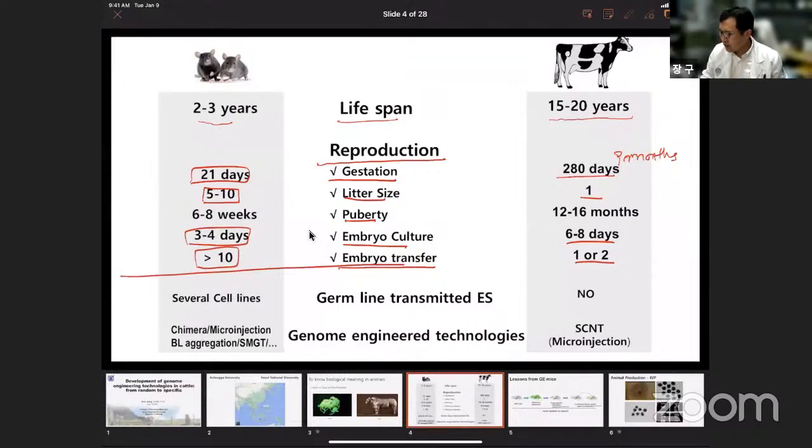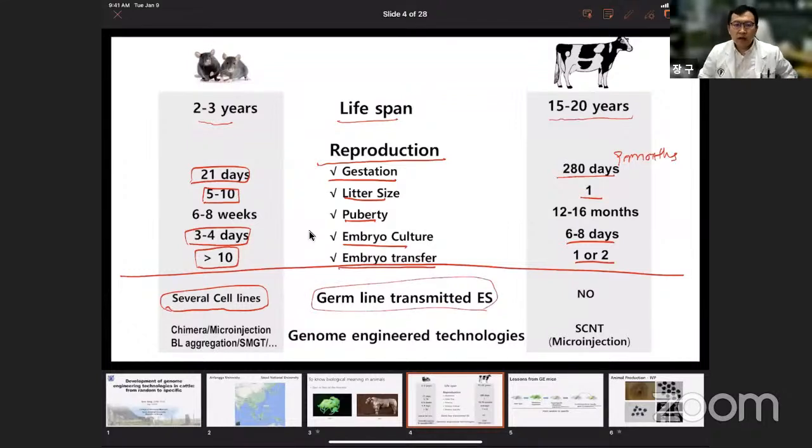This is the general basic reproductive physiological information between mice and cattle. Another one, in the biotechnological issue, in the mouse area, there will be germline transmitted embryonic stem cell.